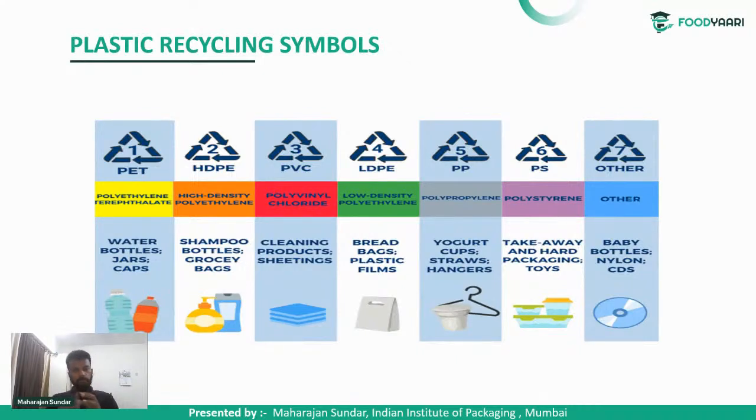Next, we will go to plastic recycling symbols. Plastic recycling symbols for PET, polyethylene terephthalate, it is 1. For high density polyethylene, it is 2. For PVC, it is 3. For LDPE, it is 4. For PP, it is 5. For polystyrene, it is 6. For others, it is 7.